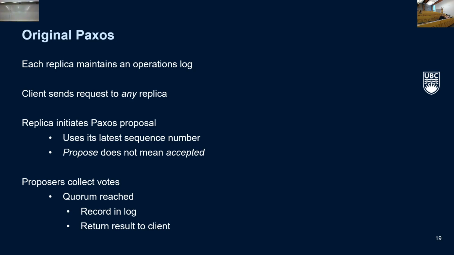So each replica maintains its own operations log. Clients can send a request to any of the replicas or all of them if it wants. The replica initiates the proposal. It uses its latest sequence number. This is interesting because a couple of people have said, well, I replaced the string with something else. And if you actually look at the original Part-Time Parliament paper, the way that he constructs the ballot numbers, so he has to split the space up, is that he makes it a tuple of the priest number and their ballot number. And essentially, the algorithm I gave you is a mapping of such a tuple onto integers.